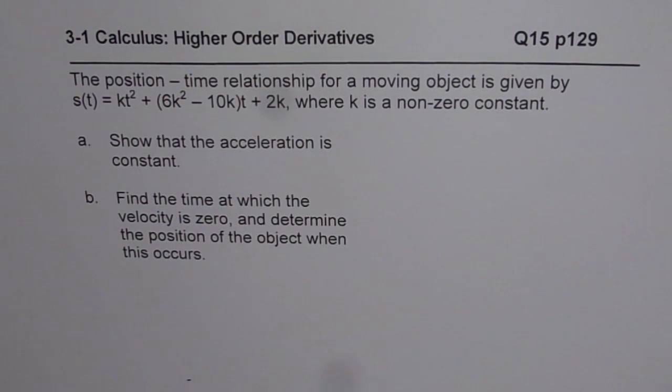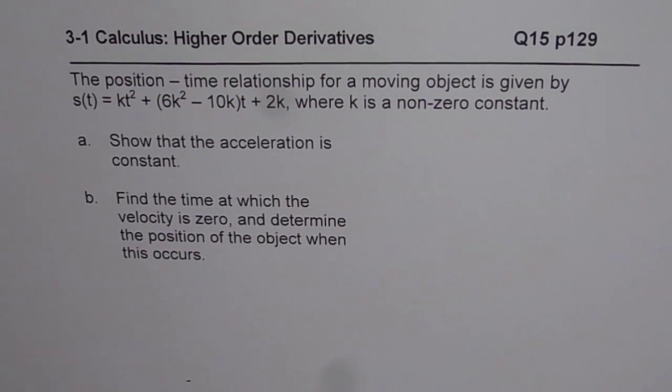The question here is, the position time relationship for a moving object is given by s of t equals kt square plus 6k square minus 10k, everything multiplied by t, plus 2k, where k is a non-zero constant. Show that the acceleration is constant, find the time at which the velocity is zero, and determine the position of the object when this occurs.